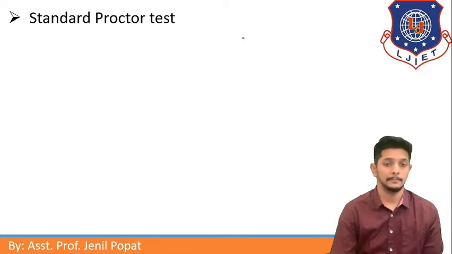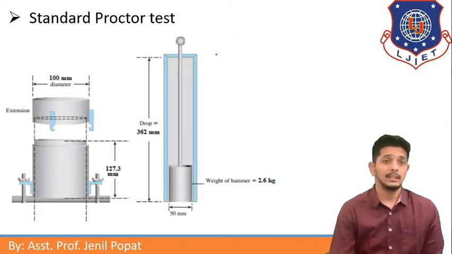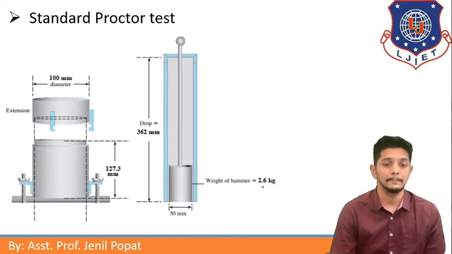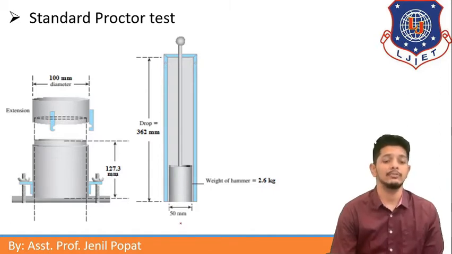Standard Proctor test. Basically, this is a standard Proctor test assembly. This is a base plate which is detachable, as well as this collar. These both can be attached to each other. This is our Proctor hammer. The weight of this hammer is approximately 2.6 kg and its diameter is 50 mm. After connecting both of them, the hammer will compact the soil.